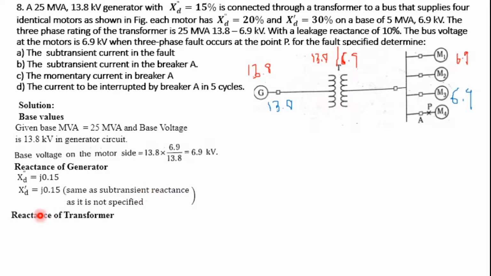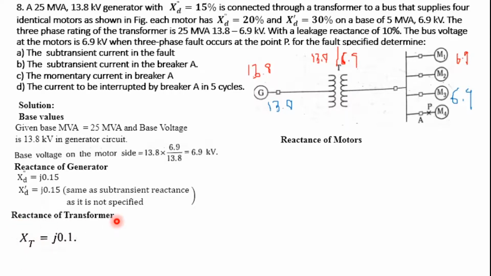Then coming to the transformer, there is no subtransient and transient reactance. We have only the reactance. I think you can remember what we discussed at the beginning of the chapter. In the transformer there are no subtransient and transient reactances, as we have done in the derivation. Subtransient and transient reactances vary for the generator and for the motor, not for the transformer and the transmission line. So this value remains the same for transient and subtransient reactance.